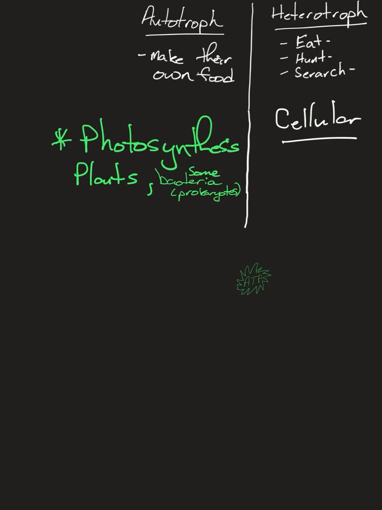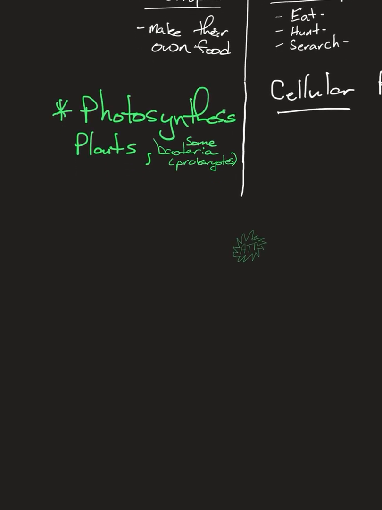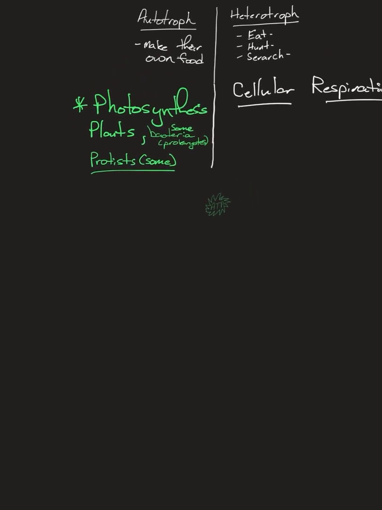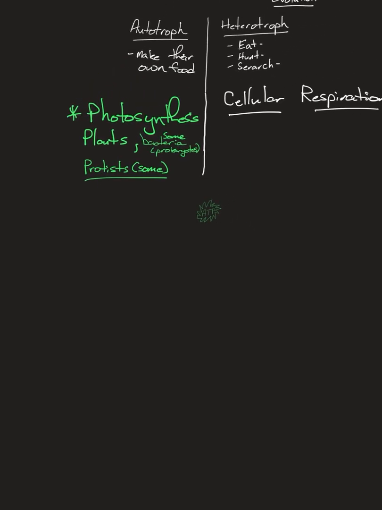So some bacteria can do photosynthesis. Some plants can do photosynthesis. Not all plants do photosynthesis. There are some parasitic plants that don't do photosynthesis. They steal the sugar from other plants. There are vines that are actually parasites, but they're plants. There are some protists that are also photosynthetic. Protists and plants are eukaryotes, bacteria are prokaryotes. But they exist, they do photosynthesis. So that's the main way that autotrophs make their own food, is photosynthesis.